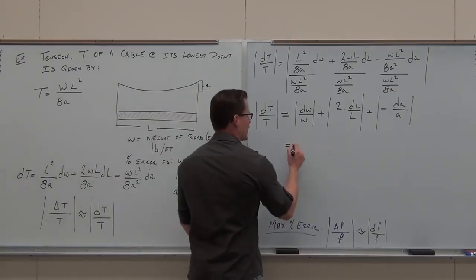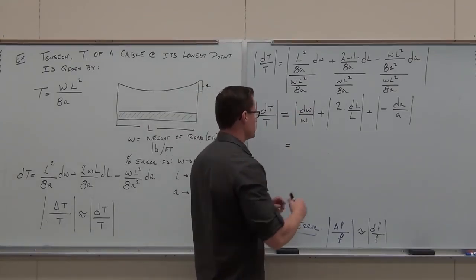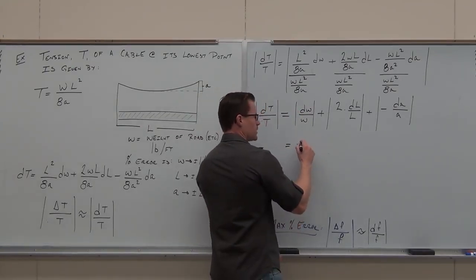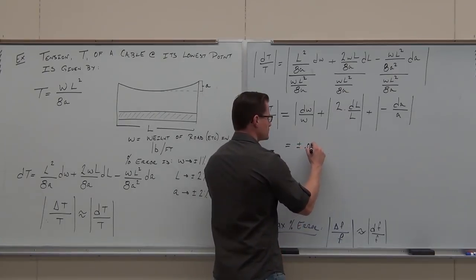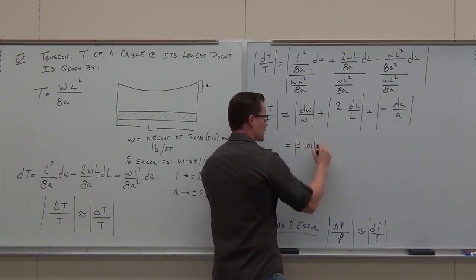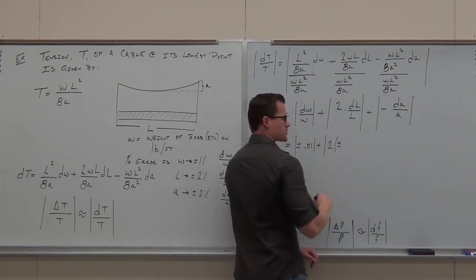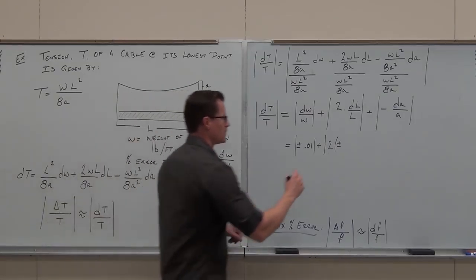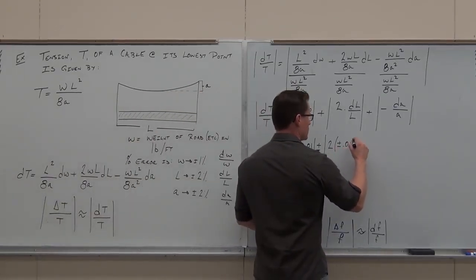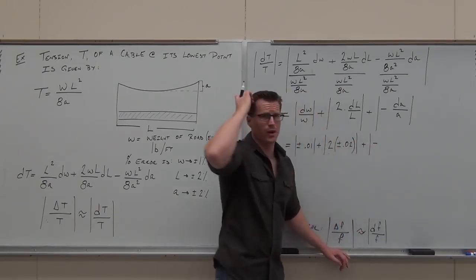So all we got to do is plug some numbers in. That's it. So we're going to have, what's the dW over W? Well, it's plus or minus 1%, right? And then we got 2 times plus or minus. Is a negative even relevant, honestly?